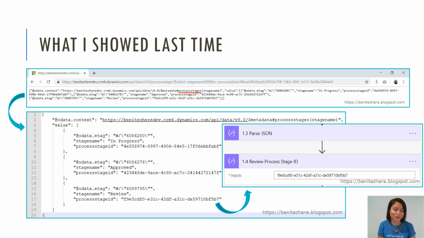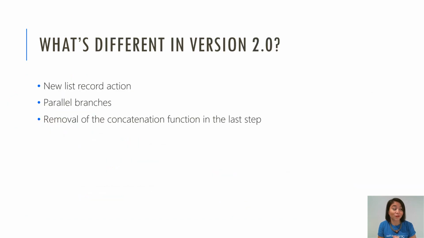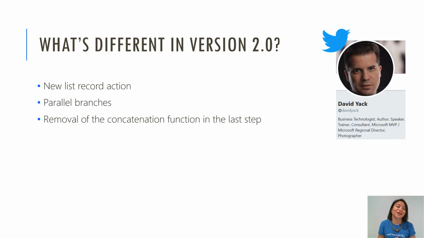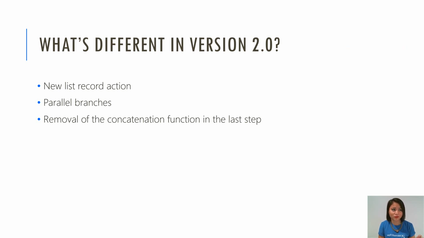In my last WTF episode, I asked you, my viewers, if there was any other way of achieving this, and I heard from two people. The first was David Yack. He questioned, why are you using the API request? You can simply use a list records action and use this type of filter. I gave that a go and that worked. I also used parallel branches, which you're going to see shortly.